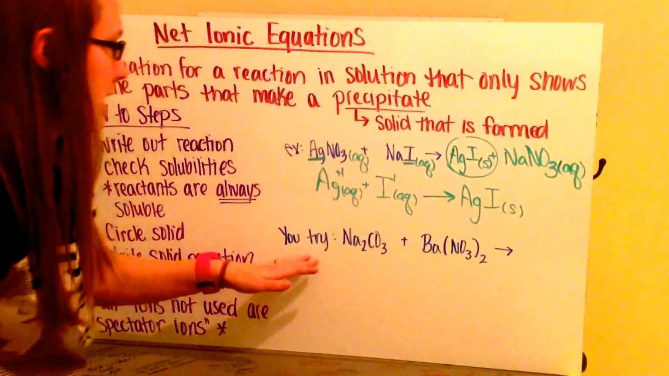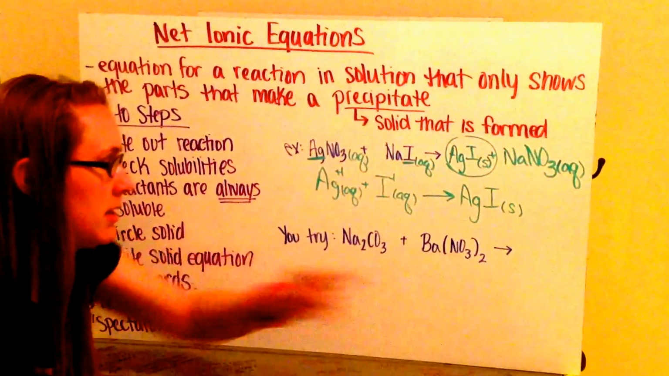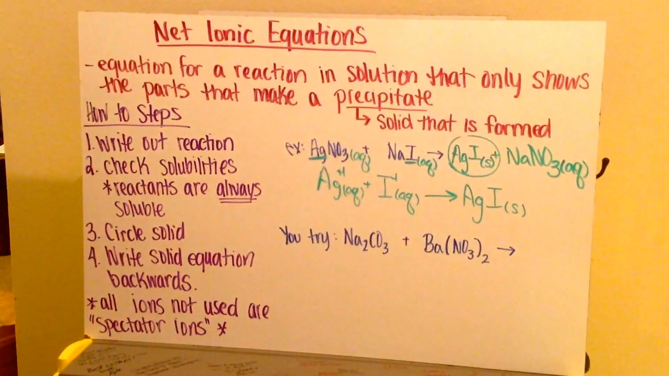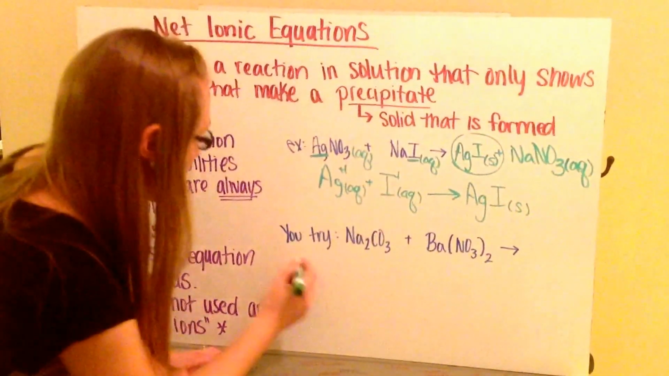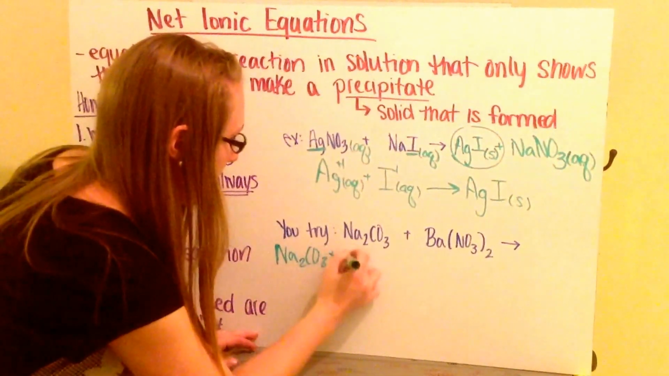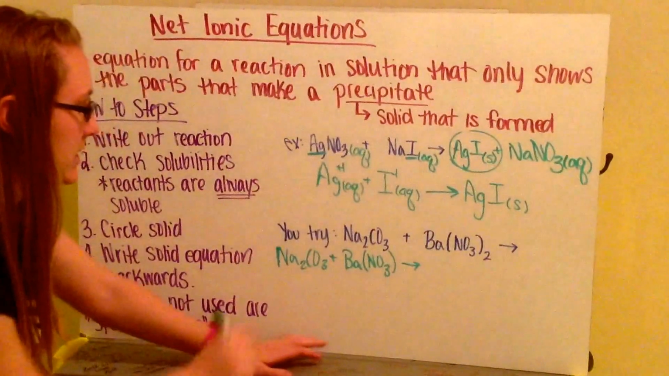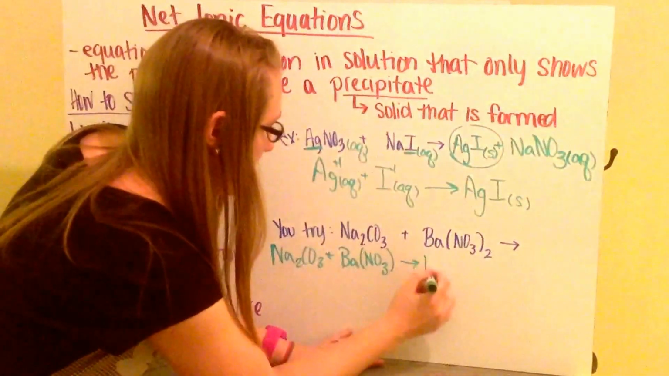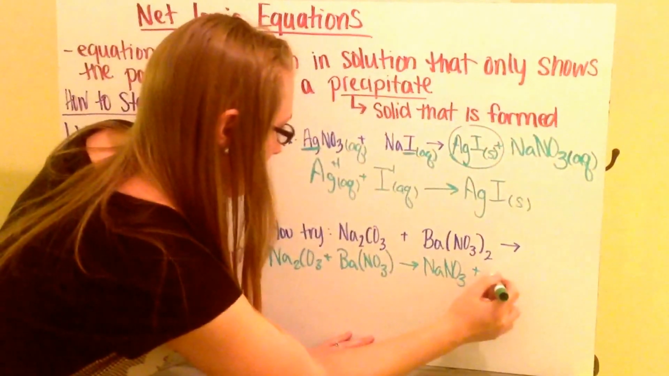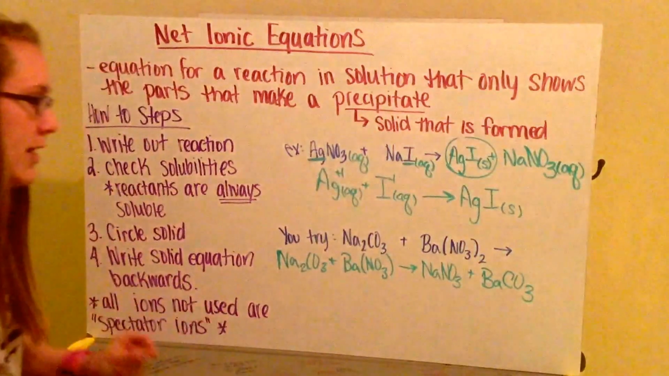Go ahead now and try doing the net ionic equation for the reaction between sodium carbonate and barium nitrate. First, you should have written your reaction. You have sodium carbonate plus barium nitrate reacting together. Double replacement, so my sodium and barium switch places. So I now have sodium nitrate plus barium carbonate.